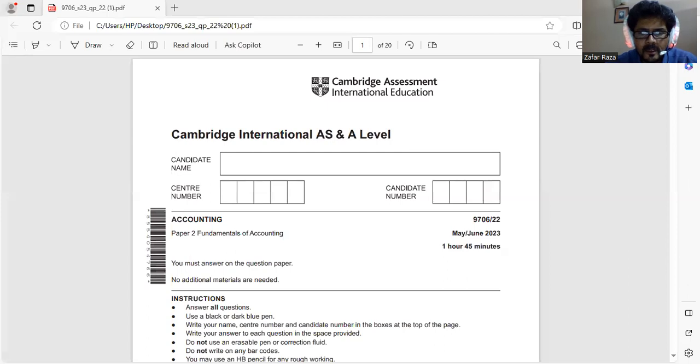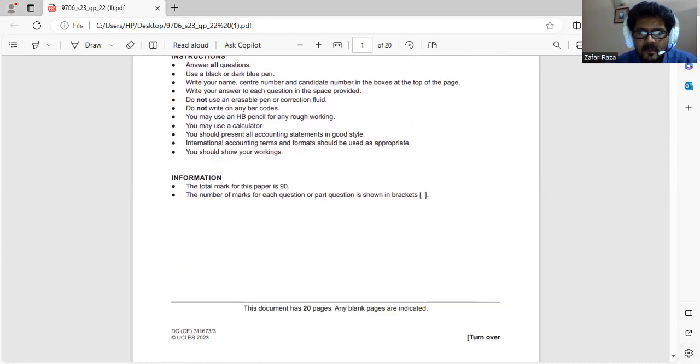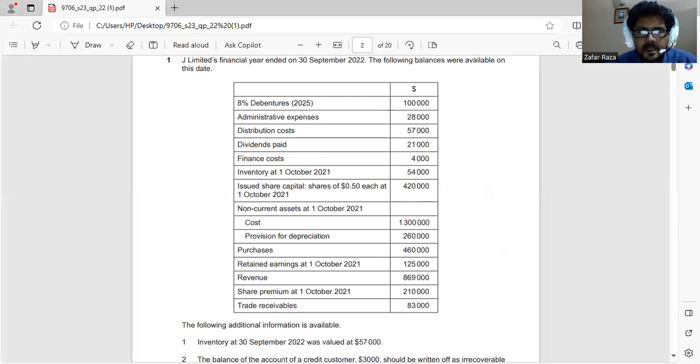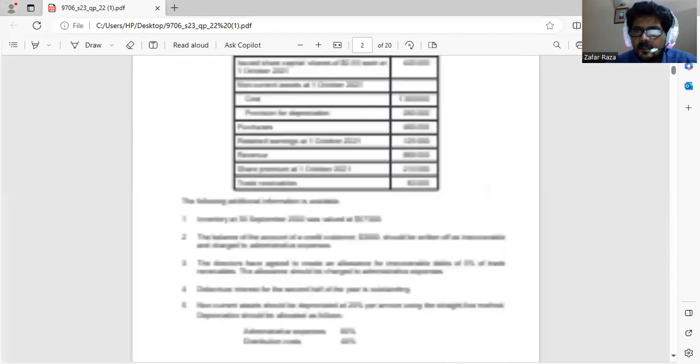So here is your paper. Okay, May-June 2023, paper 22. Bismillahirrahmanirrahim. Okay, this is your first paper. J Limited's financial year ended on 30th September 2022. The following balances were available on this date. So here are the trial balances given, and additional information is also given.